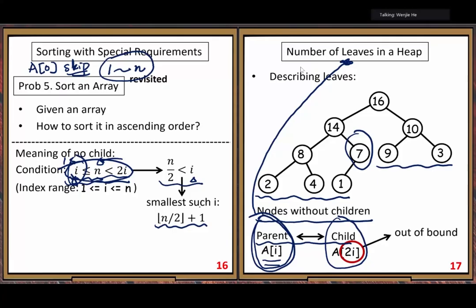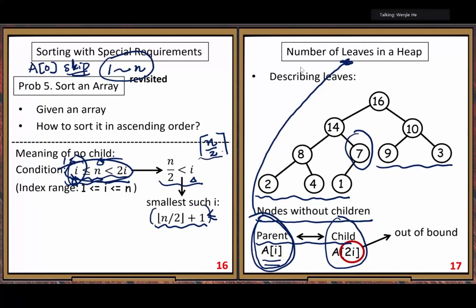Here, one question before I move to the next step. Here, smallest such i that's greater or equal to this lower bound. Some students may want to ask, how about we use the ceiling function of n over 2? Is it the same thing? Some students may feel, why do you not use the ceiling of n over 2? The answer is no. They are different, not the same thing. And this way is better.